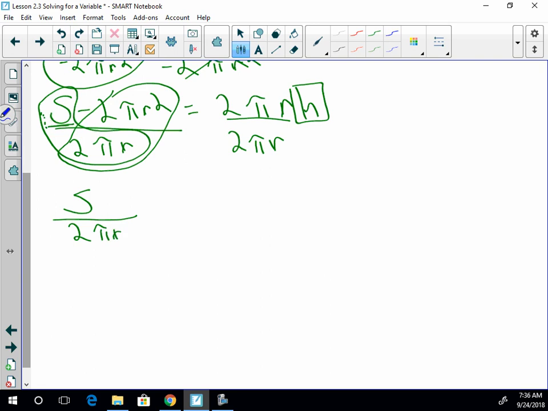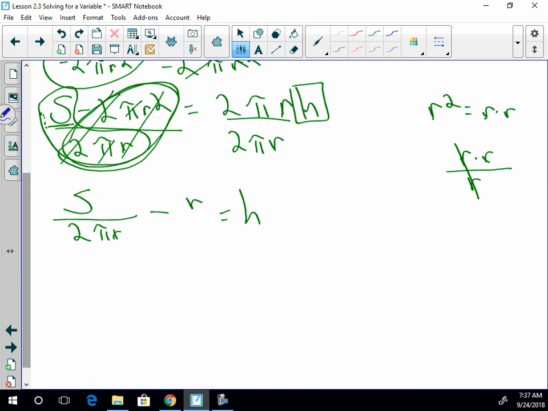If I look at this one, though, I have 2 divided by 2, which cancels out, and again, I'm subtracting. I have pi divided by pi, which cancels out. And r squared is really equal to r times r, so I have r times r divided by r. Well, one of those is gone. So all I have left out of this is 1r. And now that is equal to my height.